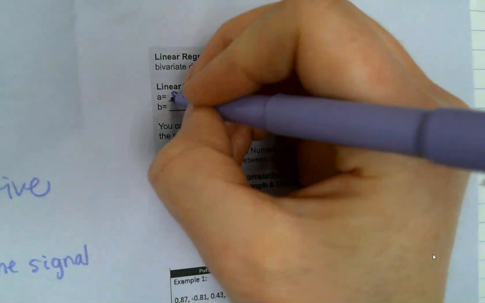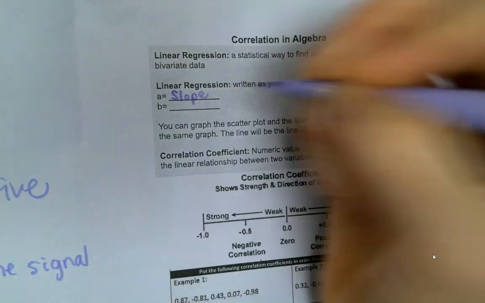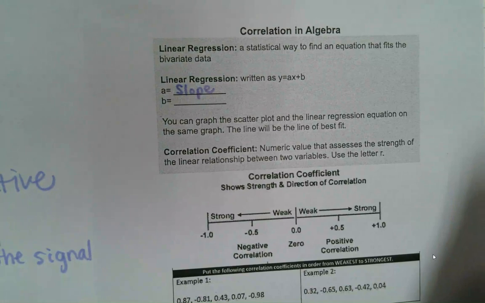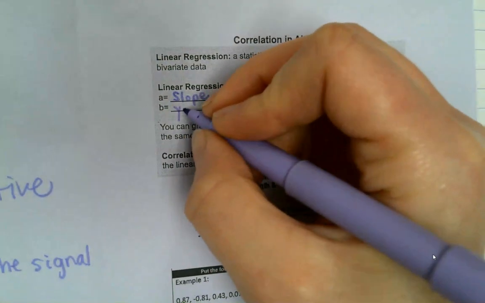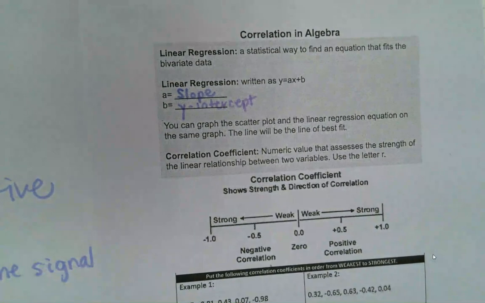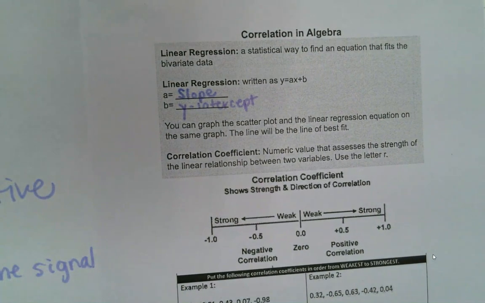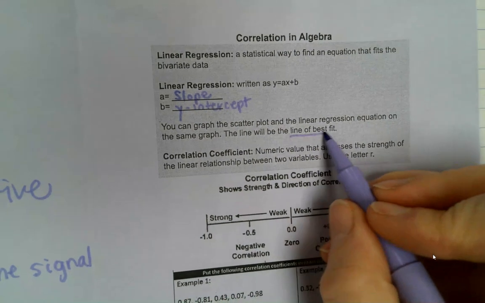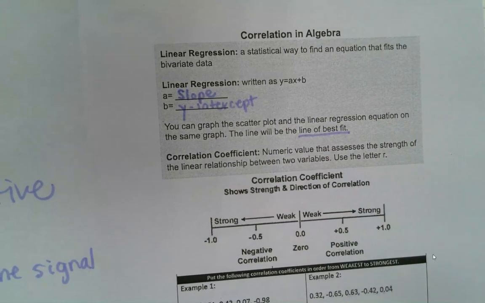So a is our slope, and b is our y-intercept. And next week when we do this lesson about linear regression, we are going to graph the equation that we get on our linear regression on top of a scatter plot in a graph and see how closely it fits the data. So it's called a line of best fit. Whenever you put a line on top of a scatter plot, it's called the line of best fit.